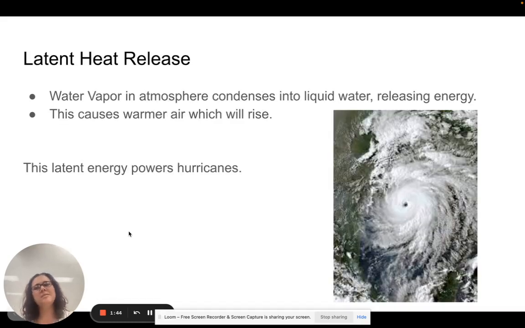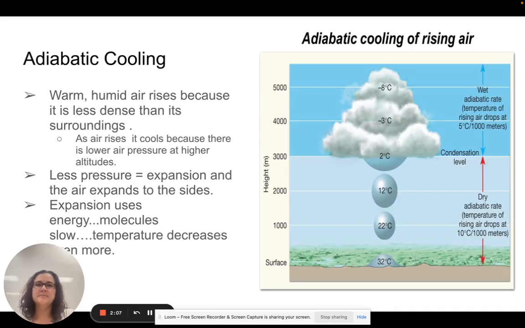Briefly to mention latent heat release, the idea is that as water vapor in the atmosphere condenses into liquid, that releases energy. That energy warms the air around it, which rises. That warm air rising kind of powers things like hurricanes. It's more of a weather thing we won't deal with too much, but just be aware that it exists.